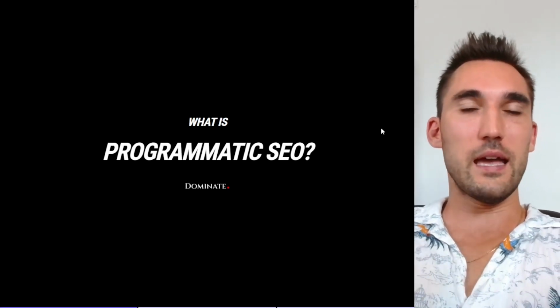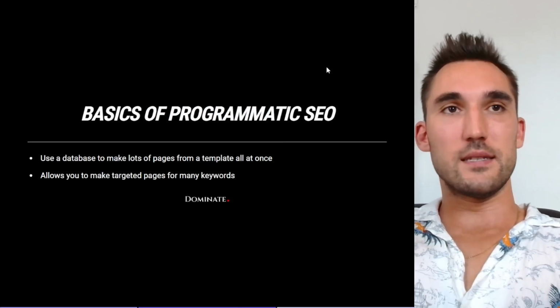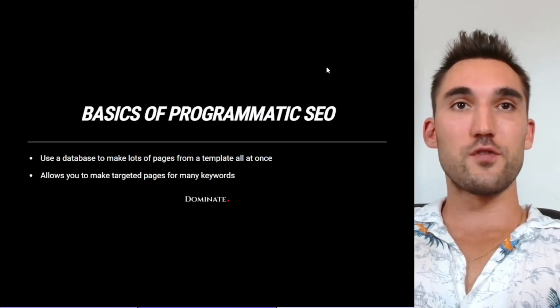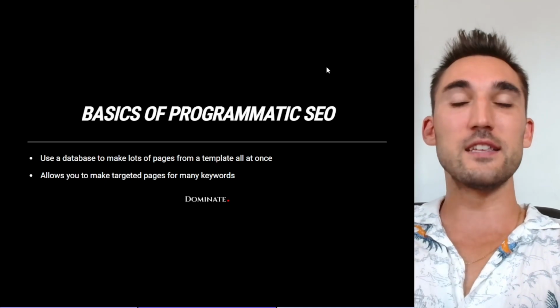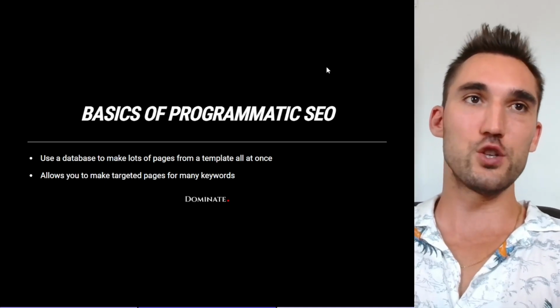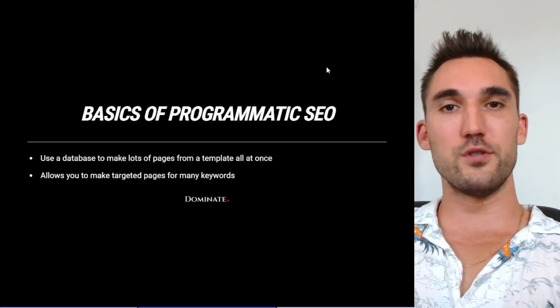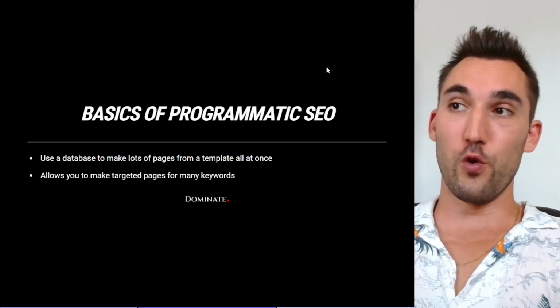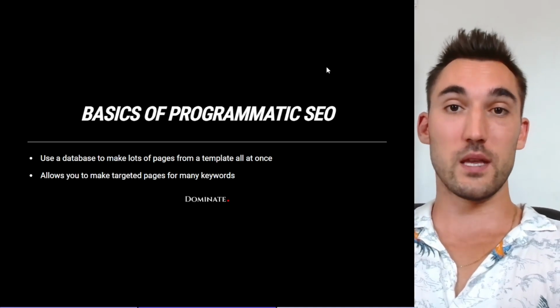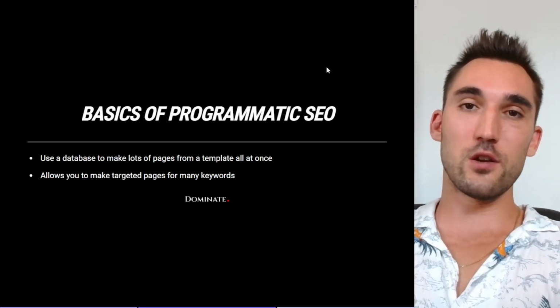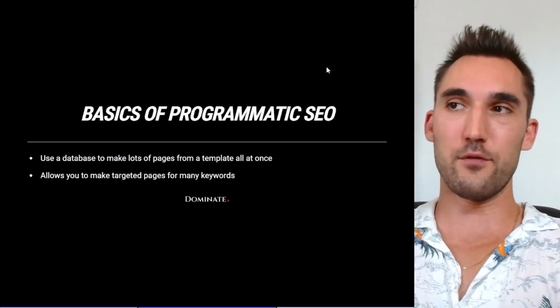So programmatic SEO allows you to use a database to make lots of pages from a template at once on your website instead of having to go through and make each page individually. So basically what this allows you to do is to make targeted pages for heaps of different keywords at once with a couple of clicks instead of having to go through every single page and make every page individually.